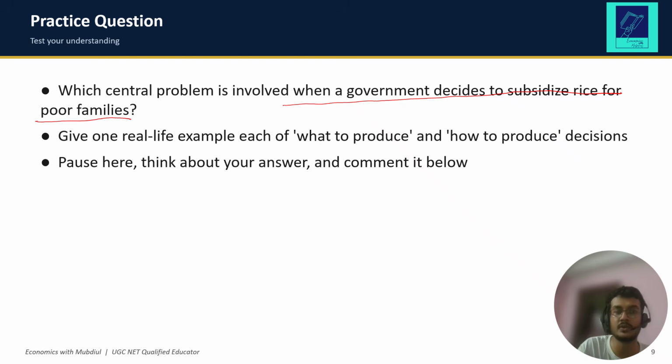Now I would like you to do something. Look around your surroundings, maybe your home, maybe your college, maybe your workplace. Try to identify one example of each central problem. For example, if your family is planning the monthly budget, ask yourself, what should we spend money on? How should we spend it? Who should receive financial support first? Economics is happening all around us. The more you observe, the better you will understand this subject.